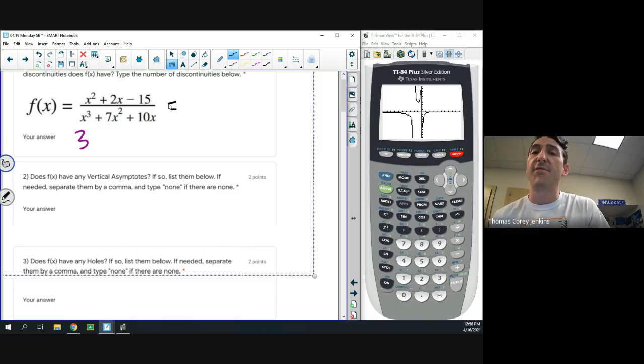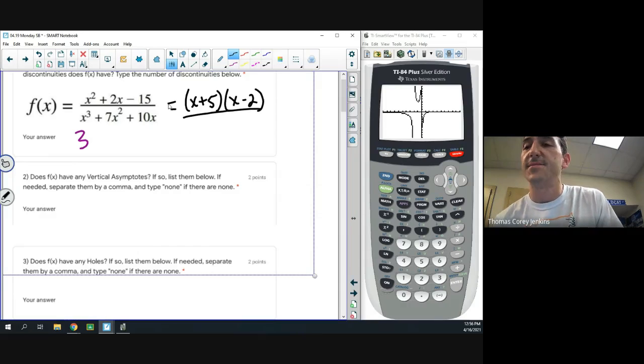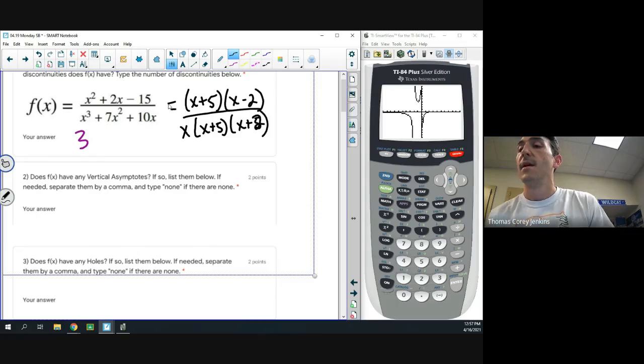When we factor the top, you'd get x plus 5 times x minus 2. Then in your denominator, we'd factor out an x, and then we'd have x squared plus 7x plus 10, which would factor to x plus 5 times x plus 2. Now you see, down low to the discontinuities question, we have 1, 2, 3 separate factors containing variables, so it makes sense that we would have 3 discontinuities algebraically.